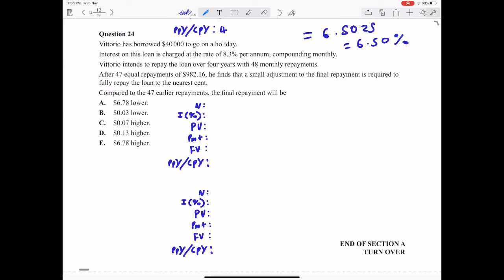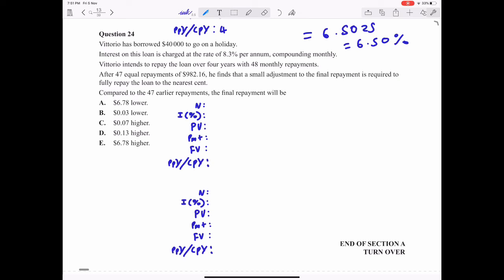Question 24. Vittorio has borrowed $40,000 to go on a holiday. Interest on the loan is charged at the rate of 8.3% per annum, compounding monthly. Vittorio intends to repay the loan over 4 years with 48 monthly repayments. After 47 equal repayments of $982.16, he finds that a small adjustment to the final repayment is required to fully repay the loan to the nearest cent. Compared to the 47 earlier repayments, the final repayment will be.